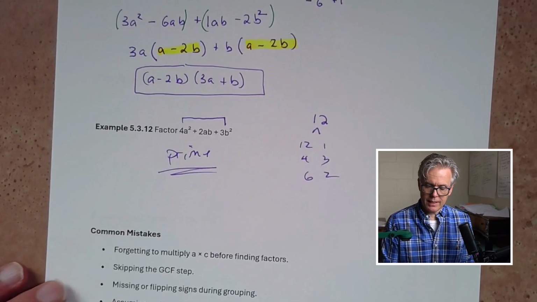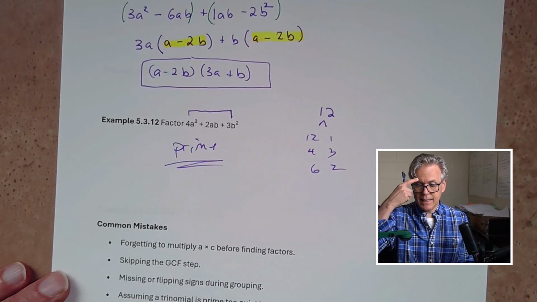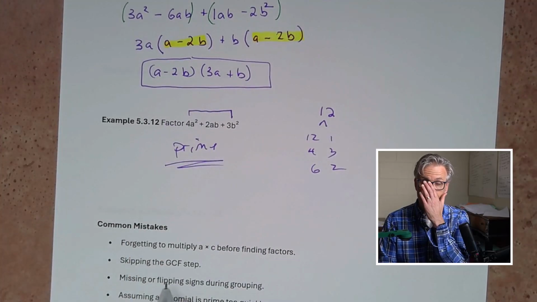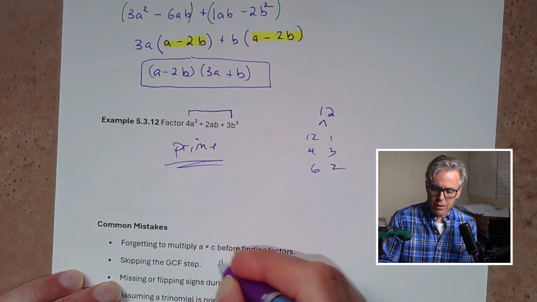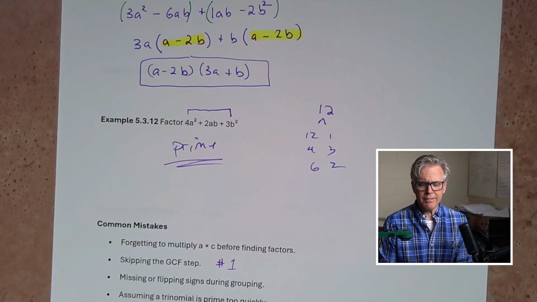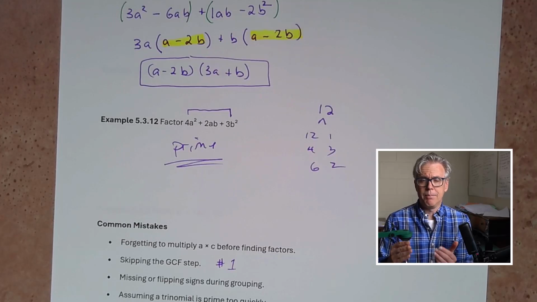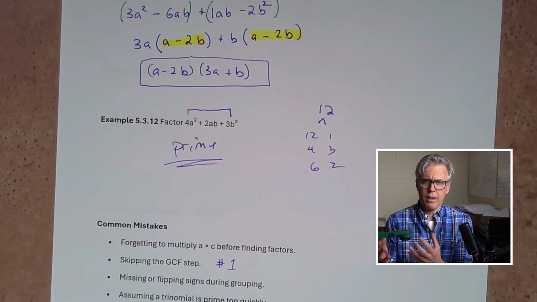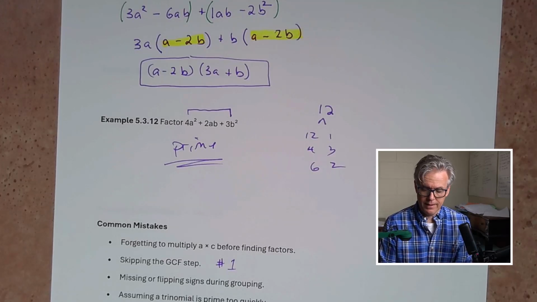So I've got some common mistakes there. Forgetting to multiply AC before factoring. Make sure you do that like we've done on these other ones. Don't skip that GCF. So this is the number 1 rule of factoring: pull out a GCF. I've seen students work 20 minutes on one factoring problem because the numbers get so big or a little unwieldy because they didn't pull out a GCF to begin with. So make sure you pull that GCF out.